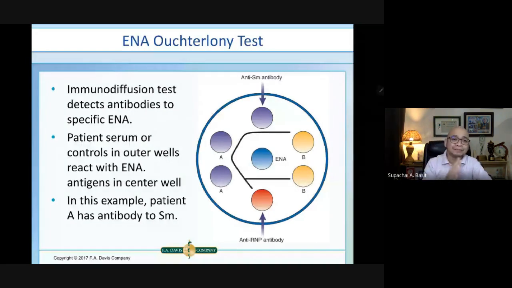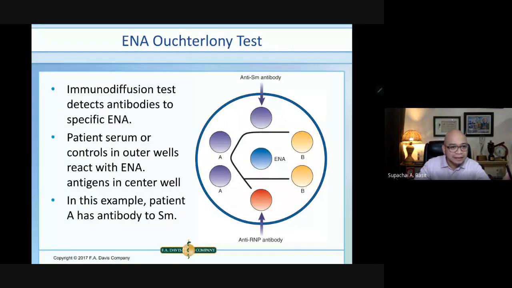By the way, let me correct myself. It's not extracellular. ENA stands for extractable nuclear antigen. So I stand corrected, okay? There are three possible interpretations. If you can remember, in Ouchterlony, you can have identity, partial identity, and non-identity. So for example, in this particular diagram, let me enlarge this photograph.